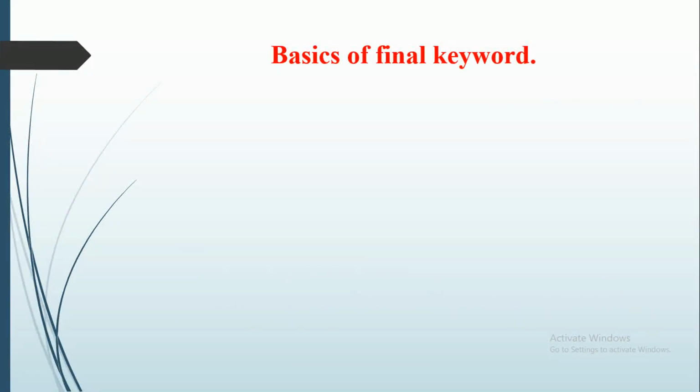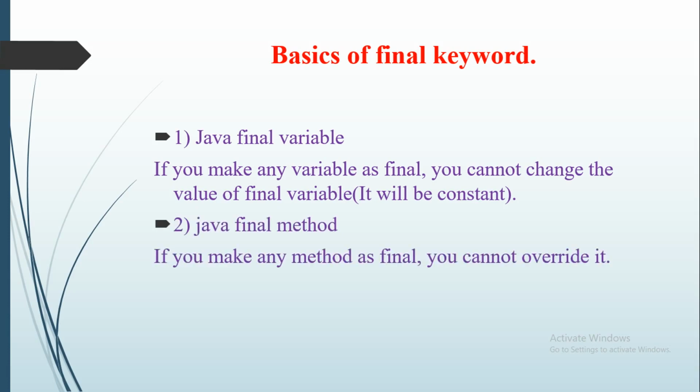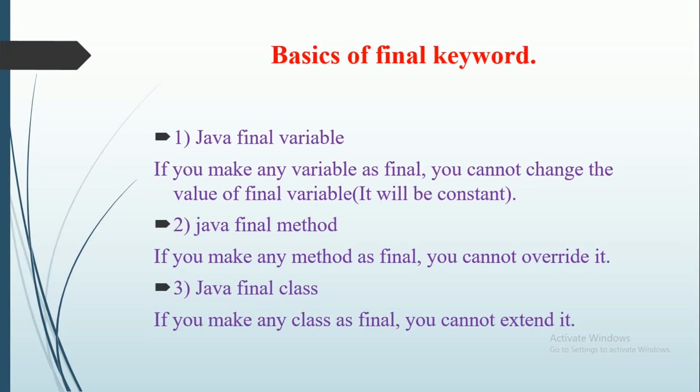Let's discuss the basics of the final keyword. Java final variable. If you make any variable final, you cannot change the value of the final variable. If we want to make any variable a constant, we can use the final keyword. Java final method. If we make any method final, we cannot override it. So if we make any parent class method final, then we can't override it in the child class. Java final class. If we make any class final, then we cannot extend it, or we cannot create a child class of that class.